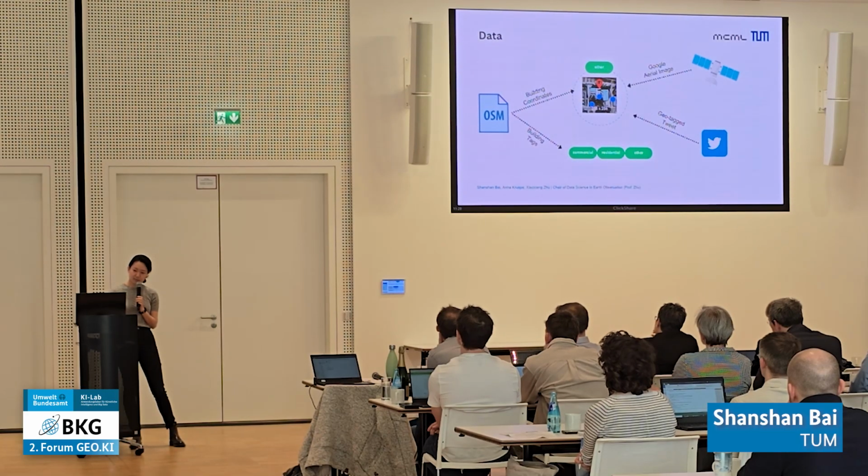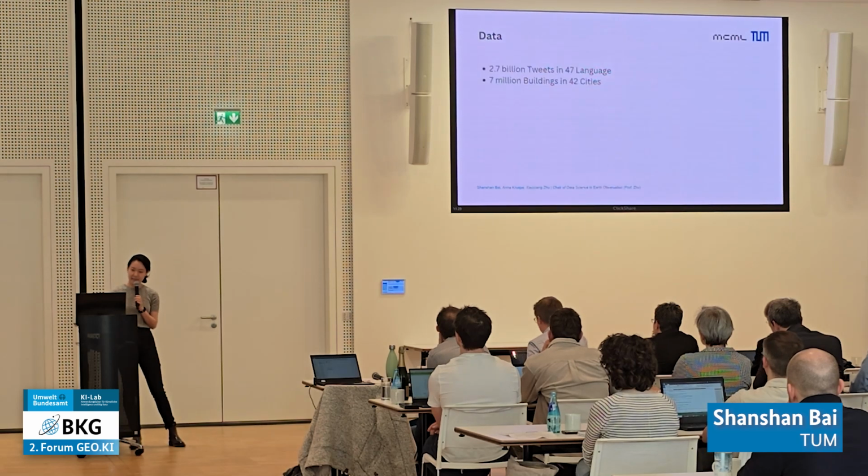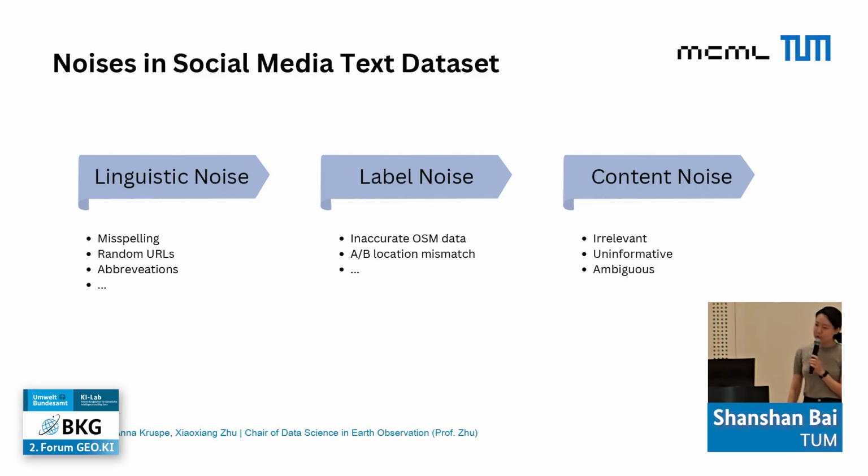Besides that, there's another more critical type of noise in this data set. Usually when we are using social media text data, we would face the first kind of noise, which is sometimes called linguistic noise. That means there will be misspellings, typos, or random URLs or abbreviations in the text. But I wouldn't have too much concern about this type of noise, since we are now using deep learning models, and modern language models are already proven robust to this kind of noise. What makes me more concerned is the second type of noise, label noise, introduced because of the inaccurate OSM building attributes, but also because sometimes when people send tweets, the content is not necessarily about where they are.